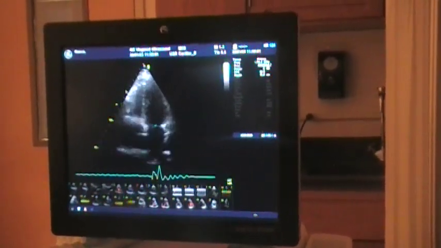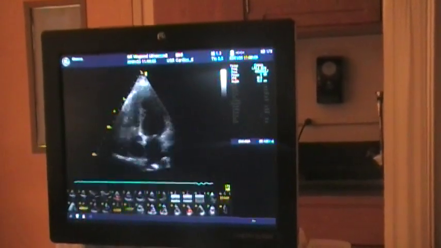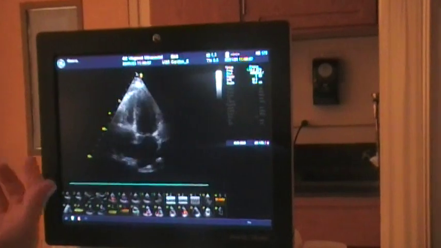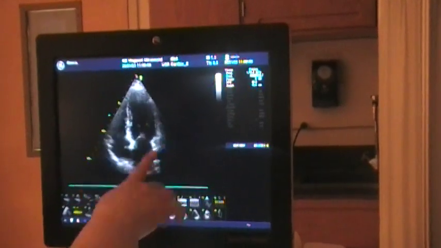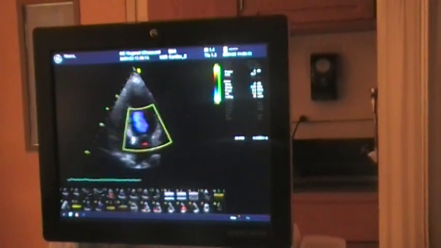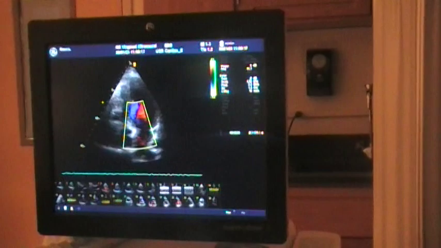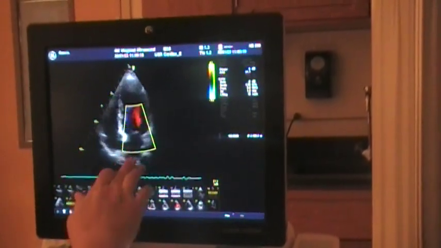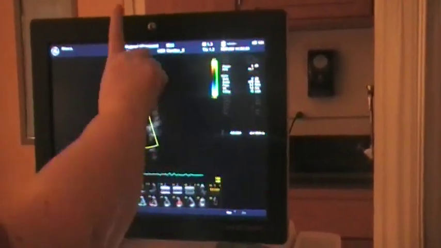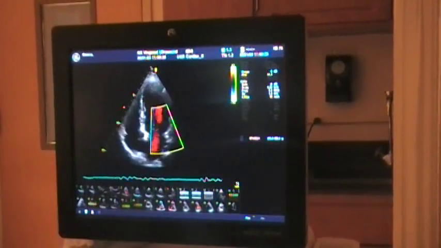So you capture an image of this, and then it doesn't matter which side you start on. It depends on whatever the protocol is where you're at. I always start on my left side, and I'll do my color. You're going to put color over your mitral valve. Your flow should be coming from the atria to the ventricle, so it should be red coming towards you. So we've got good red flow there.